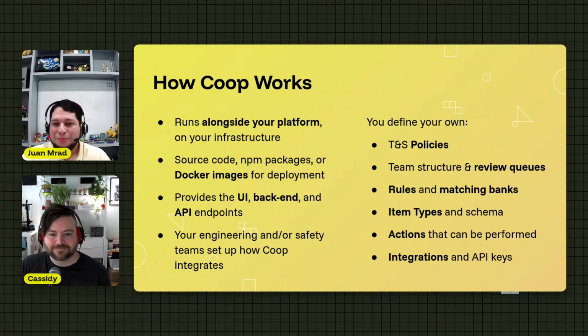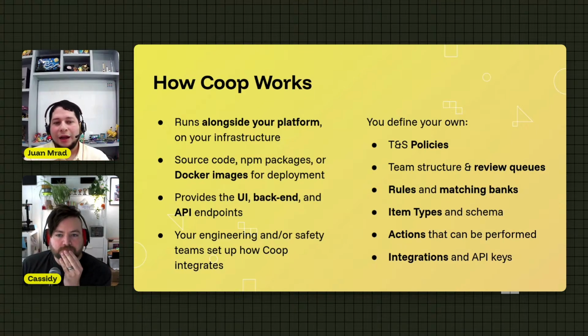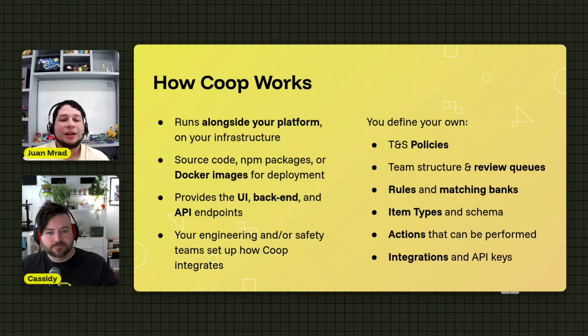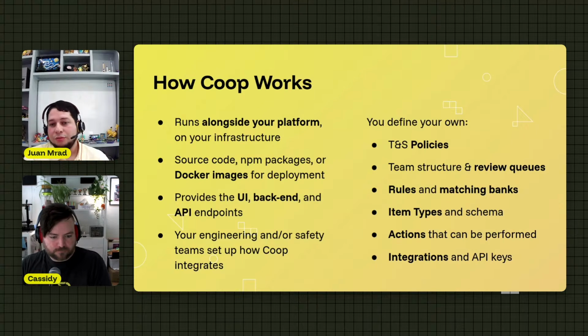But let's dive into the more philosophical parts, like how does it work? Where do I put it? So Coop normally sits somewhere in your platform, alongside your platform, and there are two parts of the Coop ecosystem that you want to understand. When it comes to Coop, you have the code, the packages, the Docker images, everything ready packaged for you. We provide the endpoints, the backend, some front end. So your engineering team basically just has to work on how to integrate into Coop.